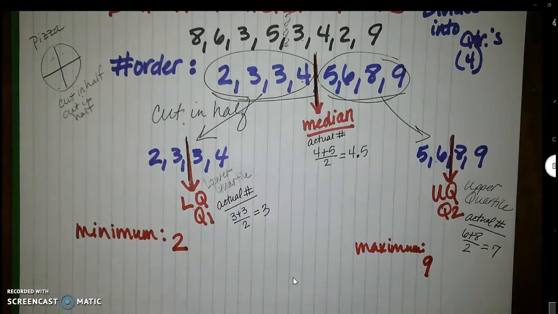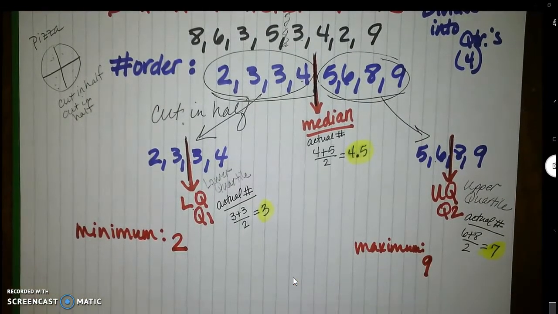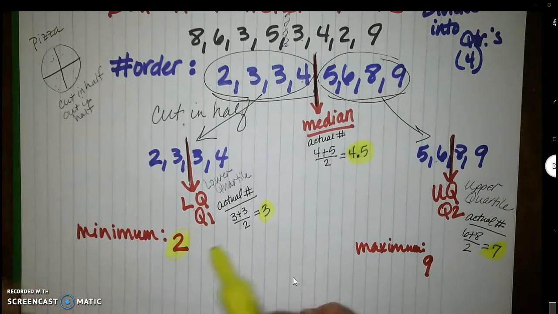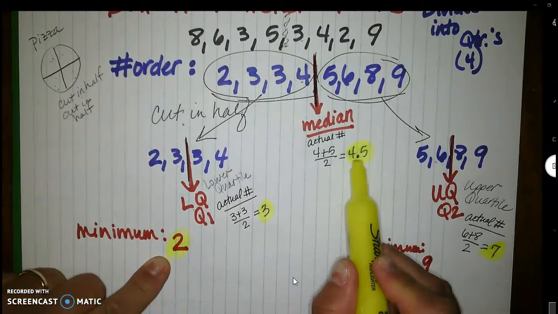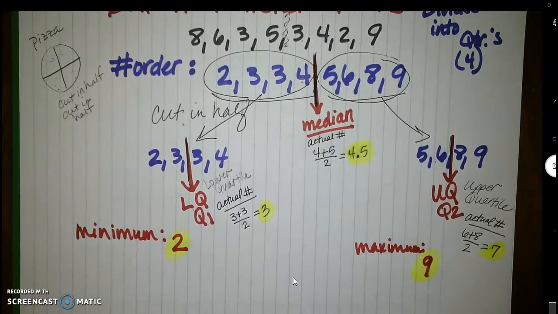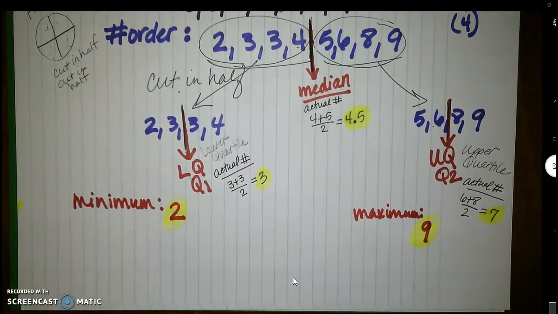Okay, and then keep in mind, we have these other special numbers. Sometimes I like to call these the Fab 5. Okay, these are the Fab 5 numbers. Our minimum, our lower quartile, our median, our upper quartile, and our maximum. Sometimes, again, I call them the Fab 5, okay? Now, here's what we're going to do. We're going to take this data, and we're going to draw a box and whisker plot out of it, okay?